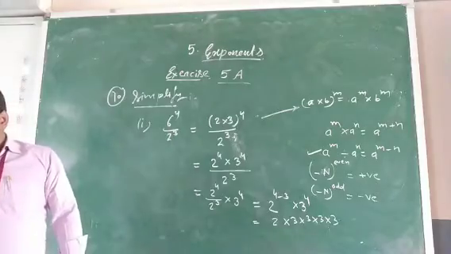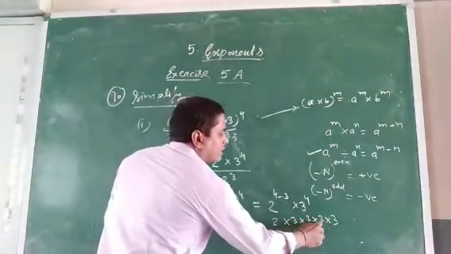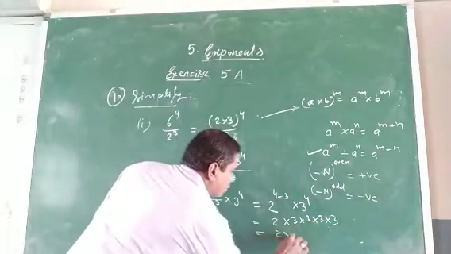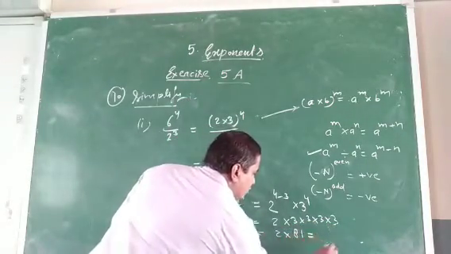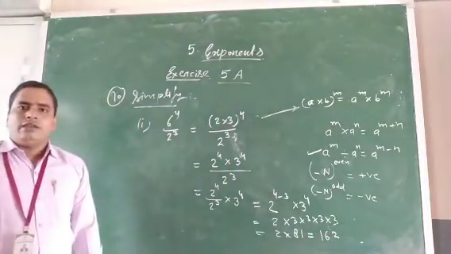So what is the answer for this question, the 10th, first one? 3 3s are 9, 3 9s are 27, 3 27s are 81. 2 into 81: 2 1s are 2, 2 8s are 16, so 162. Okay, clear?